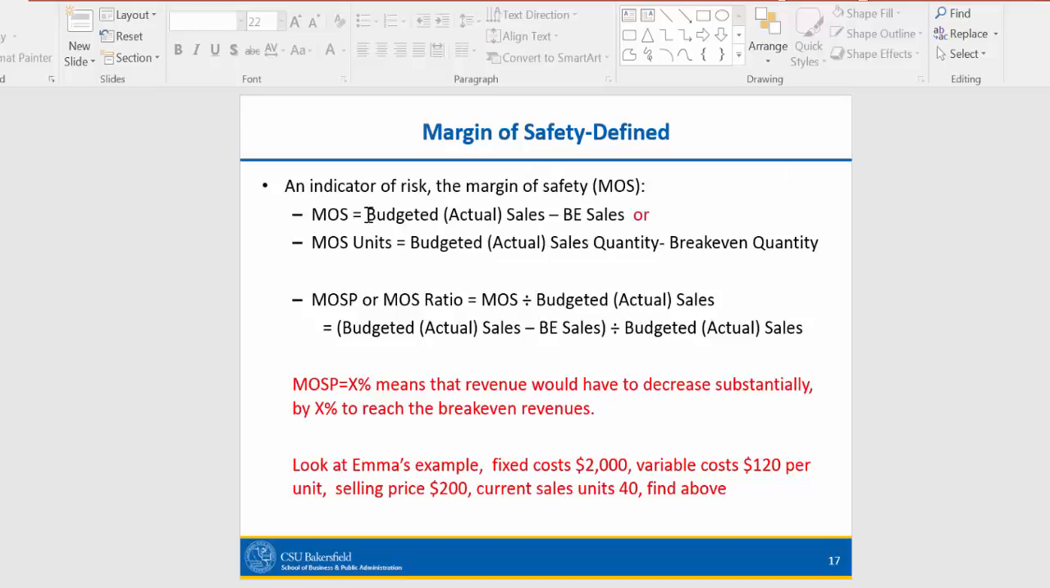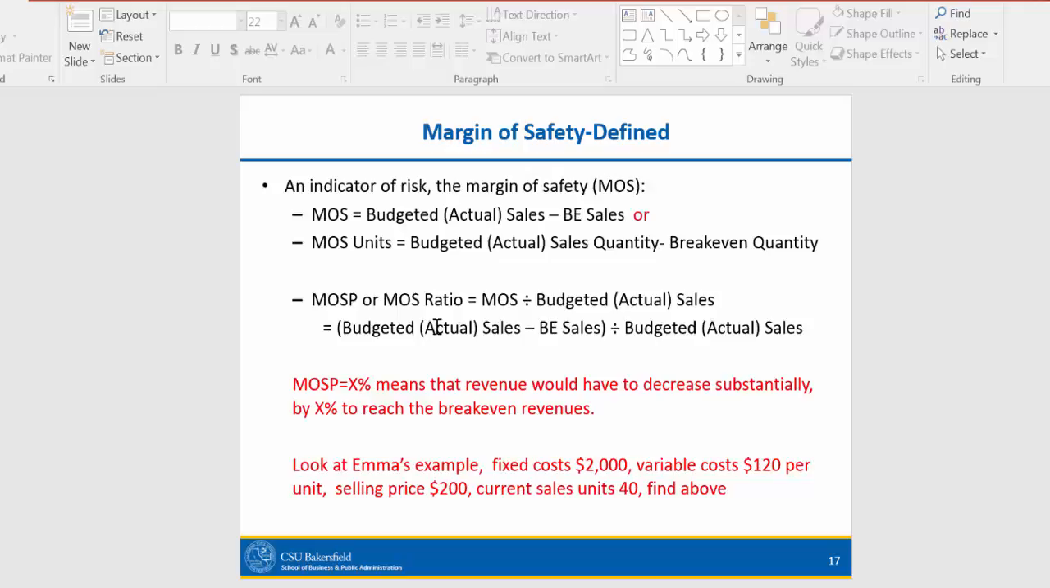So for instance, if I look at MOS, how should I interpret the value? You might want to explain to people that this business is MOS in dollar amount from the break-even sales. And for the MOS units, you can tell people that this business is MOS units away from the break-even quantity. And for the last one, the ratio or percentage, you can say that this business is MOS percentage or ratio above the break-even sales.